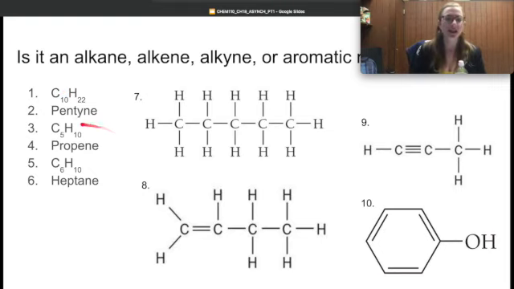If I'm looking at names like this, I have pentyne. I see that Y-N-E at the end. It's going to be an alkyne. Or if I look at a structure like this, I can see that I have an alkene because of the double bond in it. Here, obviously, it's a circle. It's aromatic.